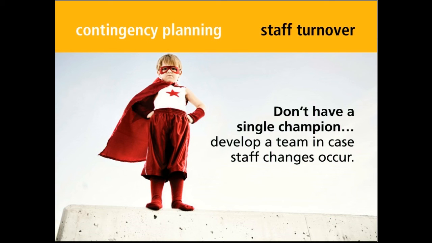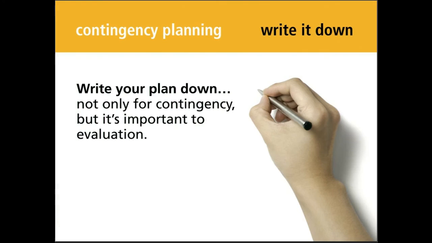So again, don't have a single champion, but make sure you have a team, okay, because staff changes will occur, I promise you. They always do, they always will. So make sure that the team is in place, and write your plan down, especially for that contingency. If you don't have your plan written down, how is the next generation of folks who are going to implement this for you going to know what you've got going on? So it doesn't have to be a 30-page document.